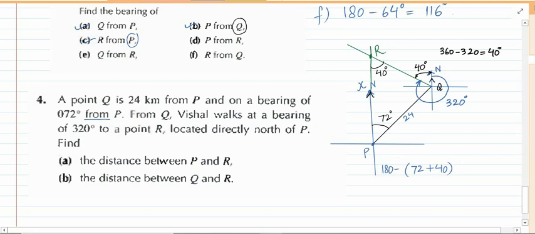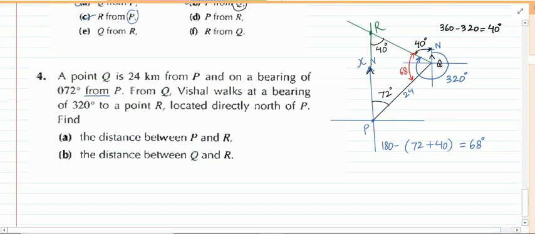72 plus 40 minus 180, it's 68. That means this angle is 68 degrees, right? Now you need to find the value of x. It is not a right angle triangle, so now we need to apply further trigonometry and we need to apply the law of sine here, right?